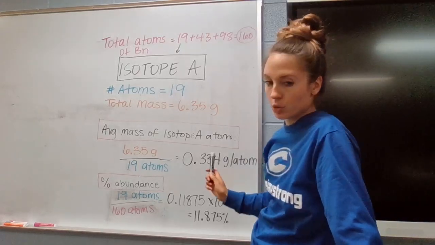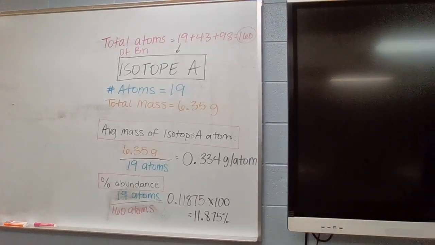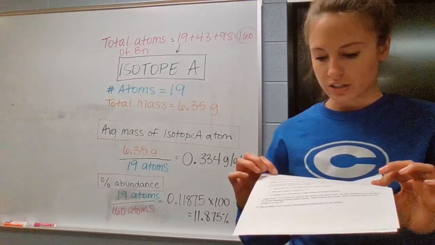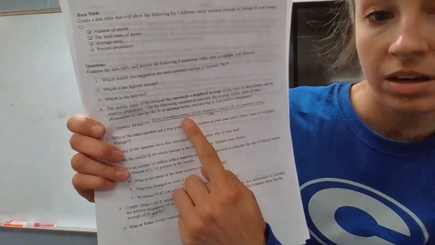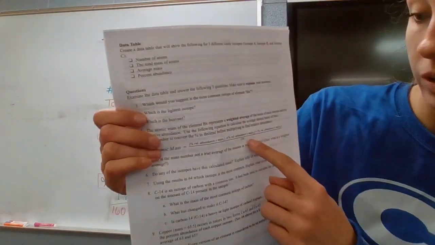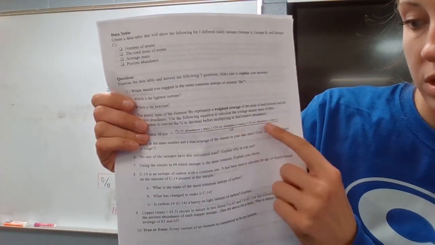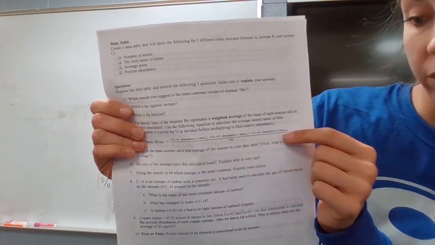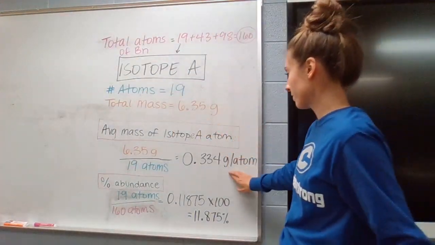This mass, you are going to plug in to your average atomic mass calculation as the mass for one of your isotopes. And whatever you get for isotope B will go in for your second mass. And whatever you get for isotope C will go in for your mass number 3. Okay, so that's where this number goes.